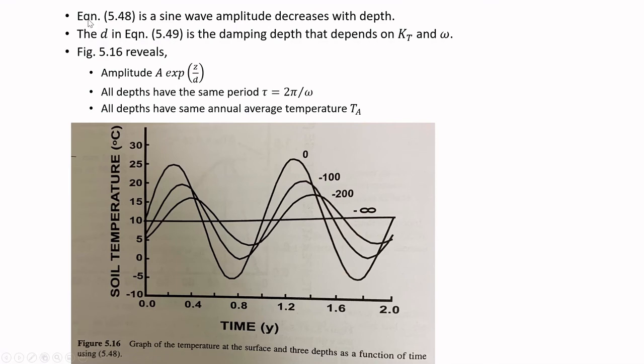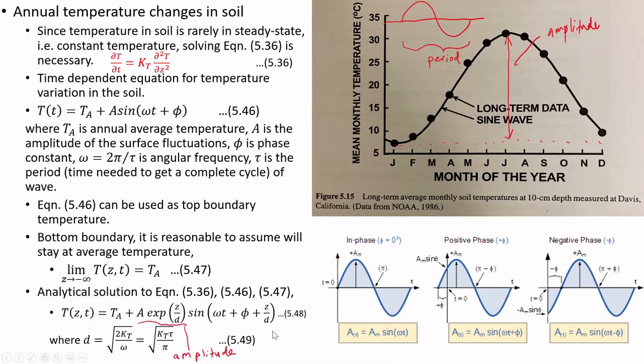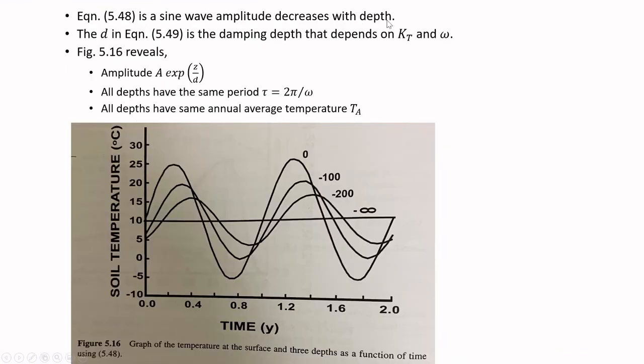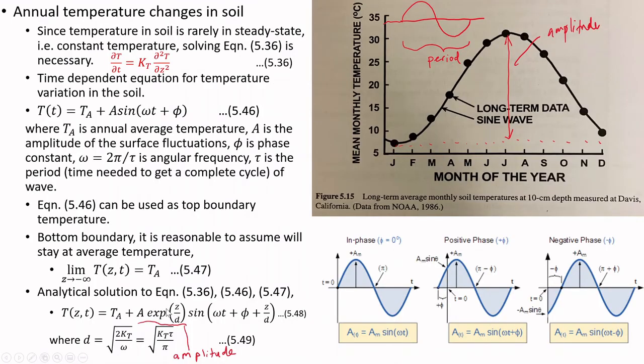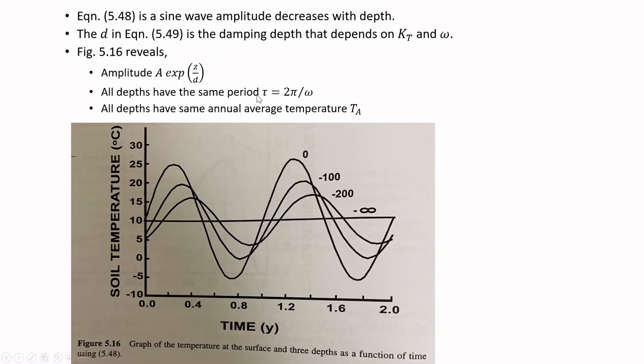Equation 5.48 is a sine wave whose amplitude decreases with depth. As you go deeper, the amplitude decreases. The D in equation 5.49 is the damping depth, which depends on the apparent thermal diffusivity and the angular frequency. Figure 5.16 reveals the amplitude, A multiplied by the exponential of Z over D. All depths have the same period, tau equals 2 pi over angular frequency.